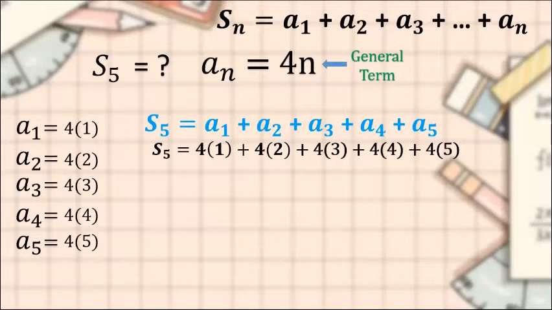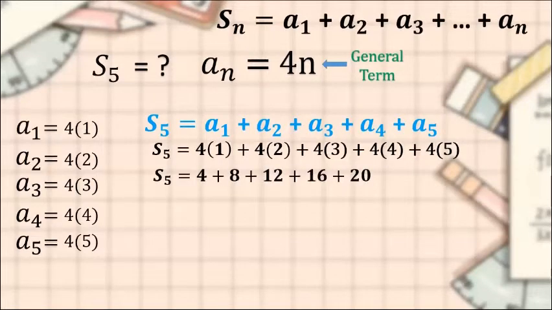Always remember the rule of PEMDAS. Do the operation with the parentheses first so that you will have the correct answer. So let's do the operation inside the parentheses. So 4 multiplied by 1 is 4, 4 multiplied by 2 is 8, 4 multiplied by 3 is 12, 4 multiplied by 4 is 16, and 4 times 5 is 20.